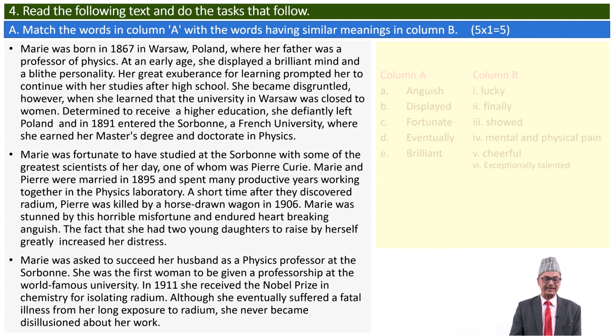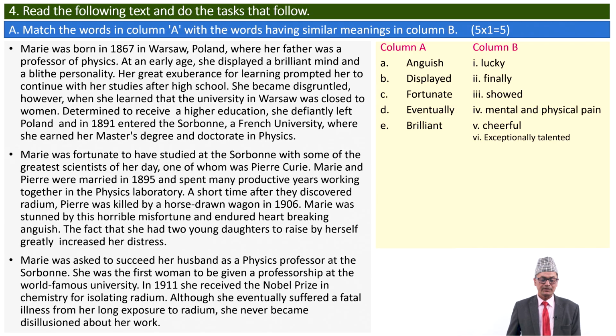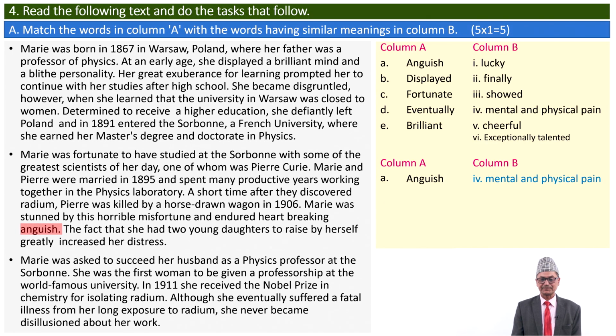So now let's look at number 4, reading Po. The first item of reading Po is matching the information, matching the word and their meanings. The first word is anguish. Have a look. So what's the answer? Number 4. The second word, displayed. You make a guess? Yes, you are right. So third one is fortunate. What's the meaning? You guess. Lucky. Fourth.